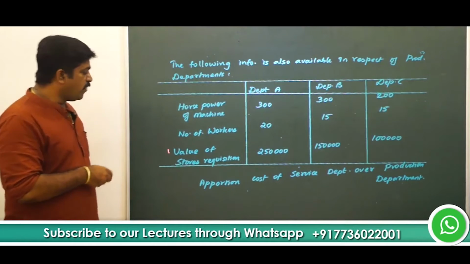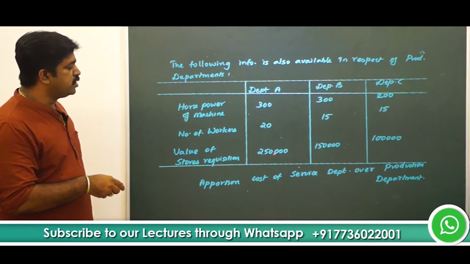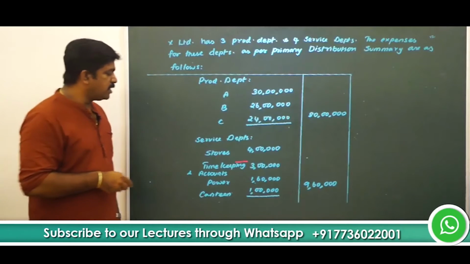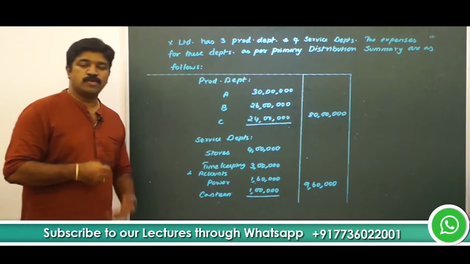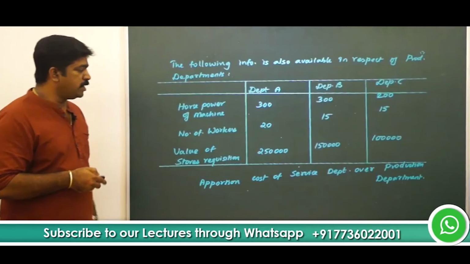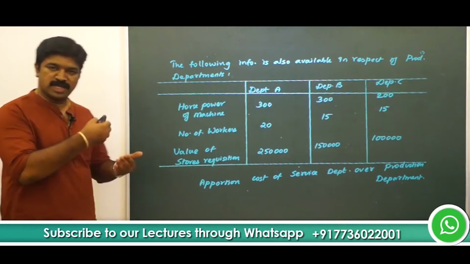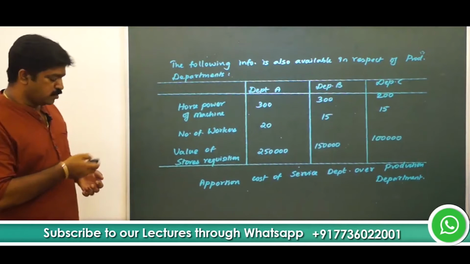Then we have the value of stores requisition 2,50,000, 1,50,000, 1 lakh, and that can be related with the stores. The stores amount is 4 lakh, so that can be apportioned in the ratio 25:15:10, which can be further reduced. Okay, so let's have that now.